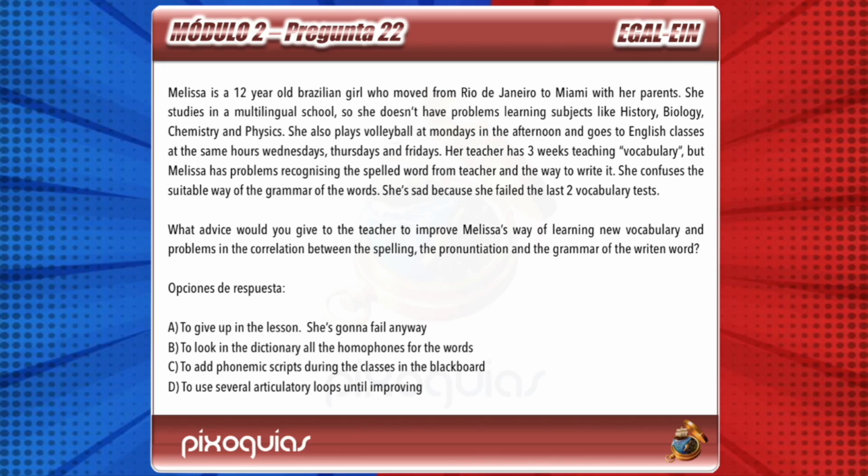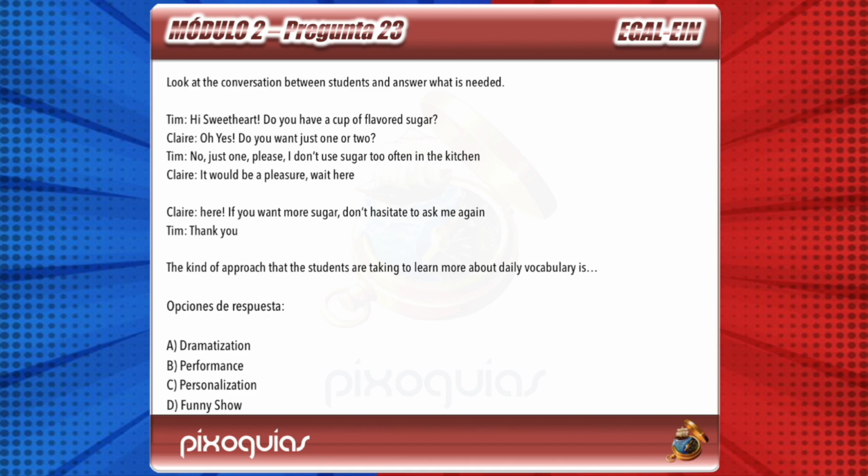Option A, to give up on the lesson, she's going to fail anyway. B, to look in the dictionary for all the homophones for the words. C, to add phonemic strips during the classes on the blackboard. And D, to use several articulatory loops until improving. The answer is C.